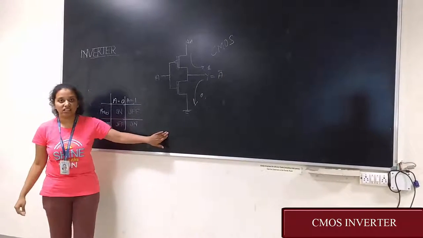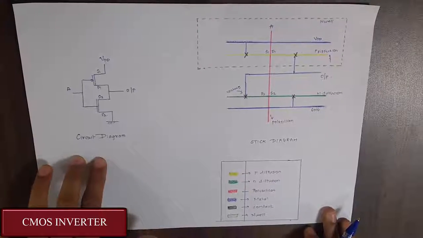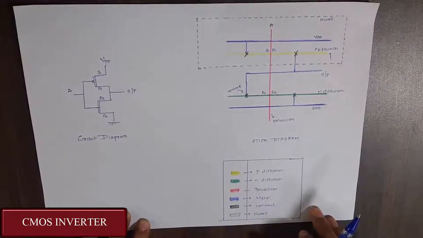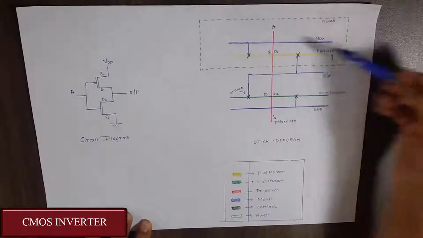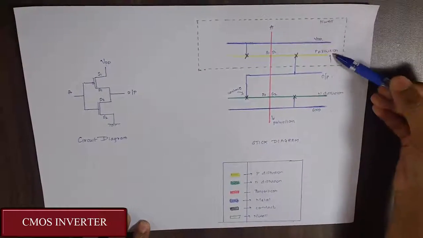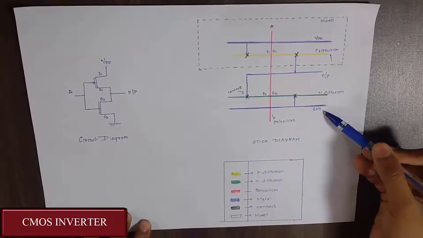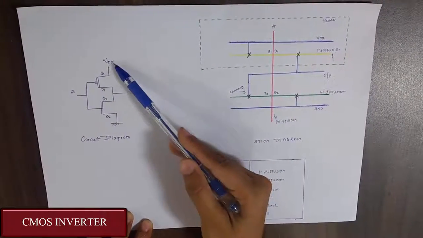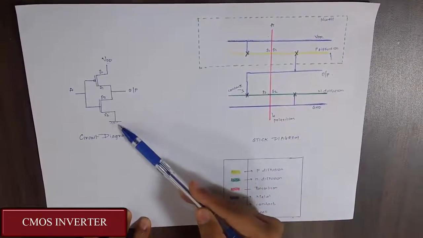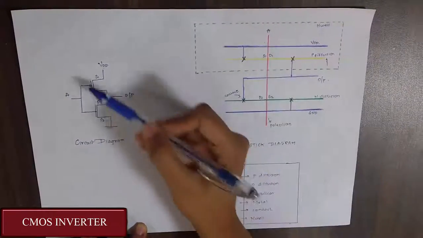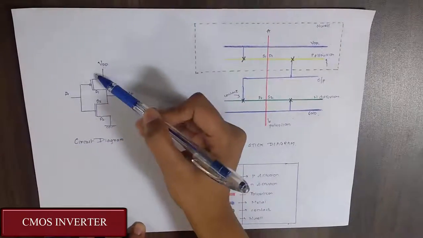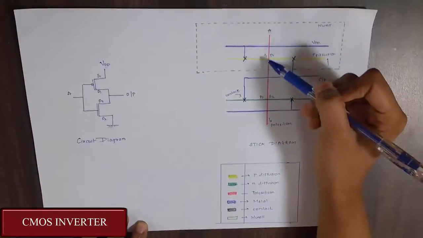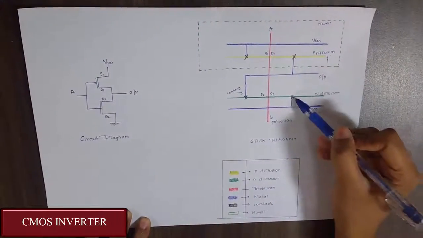This is all about the circuit diagram of CMOS. As you all know, this is the circuit diagram, and we have drawn the stick diagram according to that. For drawing that, we are going to draw 4 horizontal lines for VDD, P diffusion, N diffusion, and ground. Now, you can see that the source of a PMOS is connected to VDD, and that of NMOS is connected to ground. I have numbered it accordingly, like S1, D1, D2, S2. According to that, I have given S1 to VDD and S2 to ground.